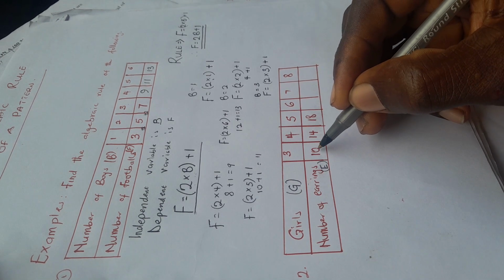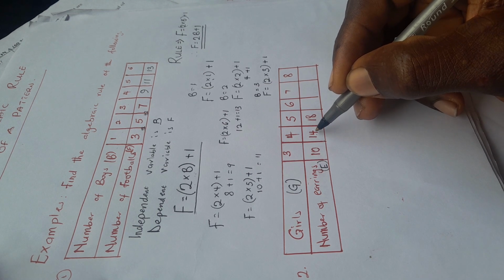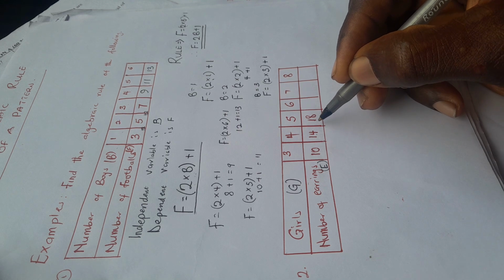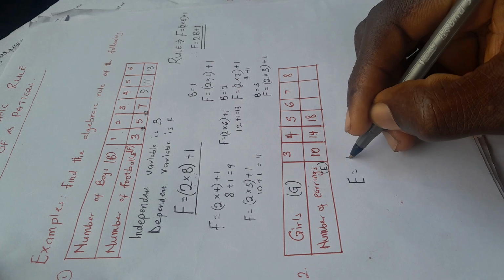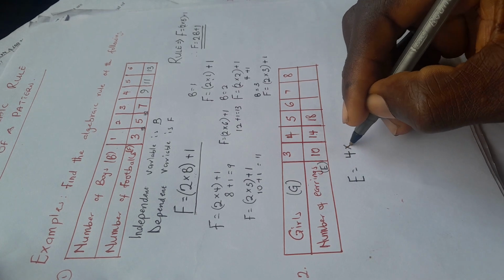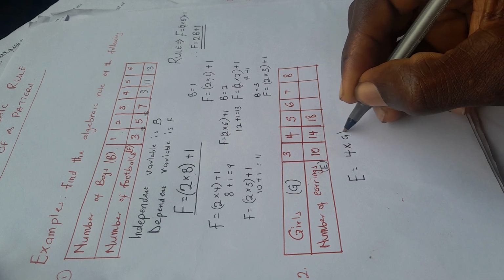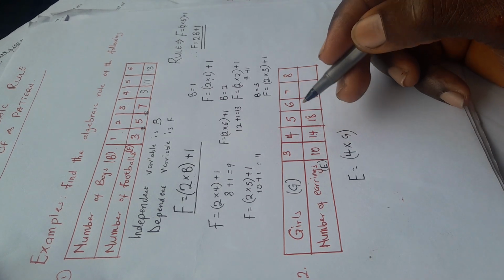Now, the difference between 10 and 14 is 4. The difference between 14 and 18 is 4. Therefore, the constant difference between the dependent variable is 4. So E will give us 4 times the independent variable, which is G. Now we do our checkup with the 3 values given here.